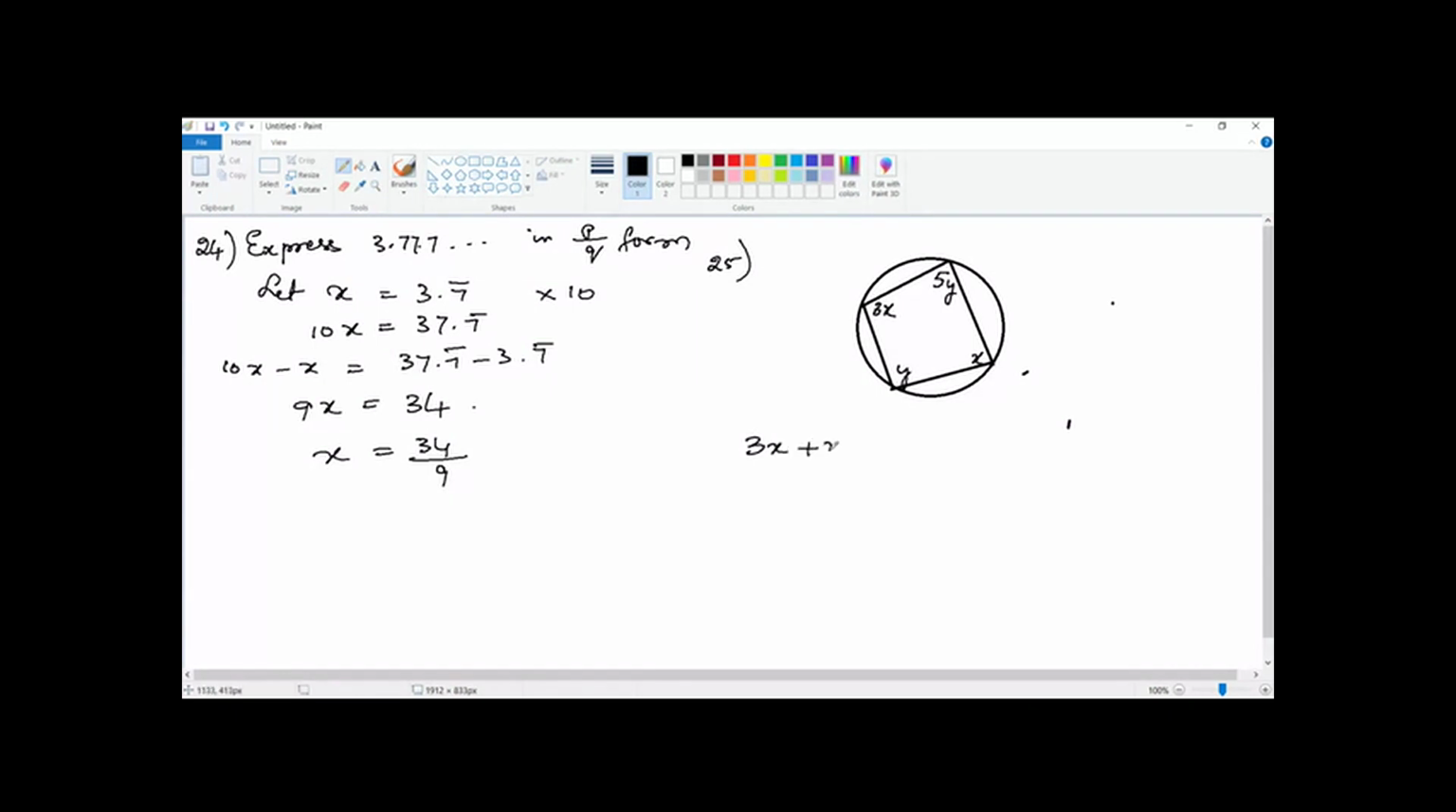Okay. 3x plus x is 180. 4x is 180. x is 180 divided by 4, 40. Correct. 5y plus y is 180. 6y is 180. y is 180 by 6, 30. Correct. Can we go to next question? Yes, ma'am.